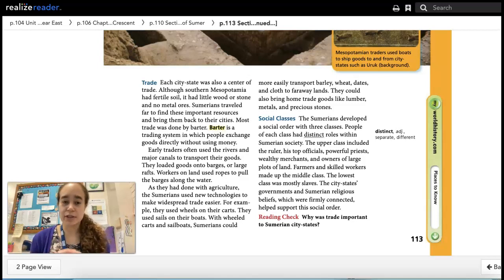Those are some different jobs that people would spend time on, and then with their surplus of their tools or their grain or their clothes that they make or harvest, they could trade those items with each other. So on page 113 in My World History, you see that the first section is about trade and how the Sumerians would barter or trade these things back and forth without using money.